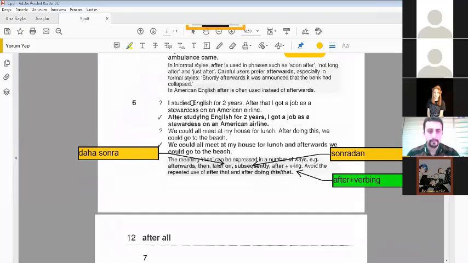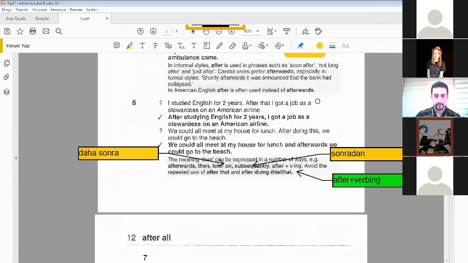I studied English for 2 years. After that, I got a job as a stewardess on an American airline. Stewardess, yes. Stewardess on an American airline. After studying English for 2 years, I got a job as a stewardess on an American airline.